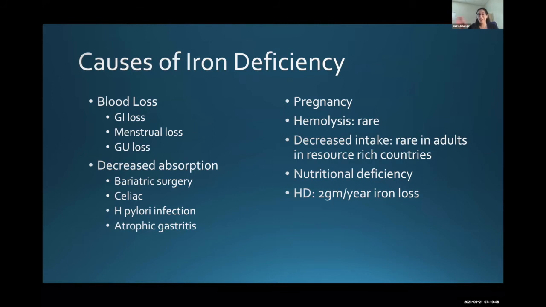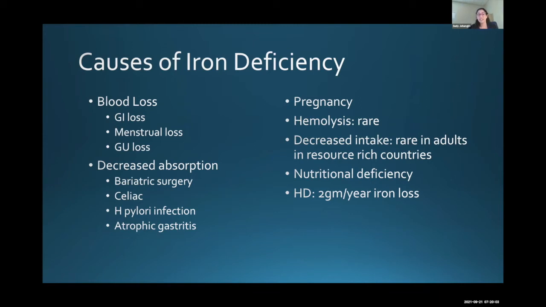Other causes, I know I kind of perseverated about those causes of blood loss, but other things that can cause blood loss iron deficiency are GU losses. It's very uncommon, but I'll typically just check a UA to make sure there isn't any microscopic blood loss going on. Decreased absorption is also a concern.